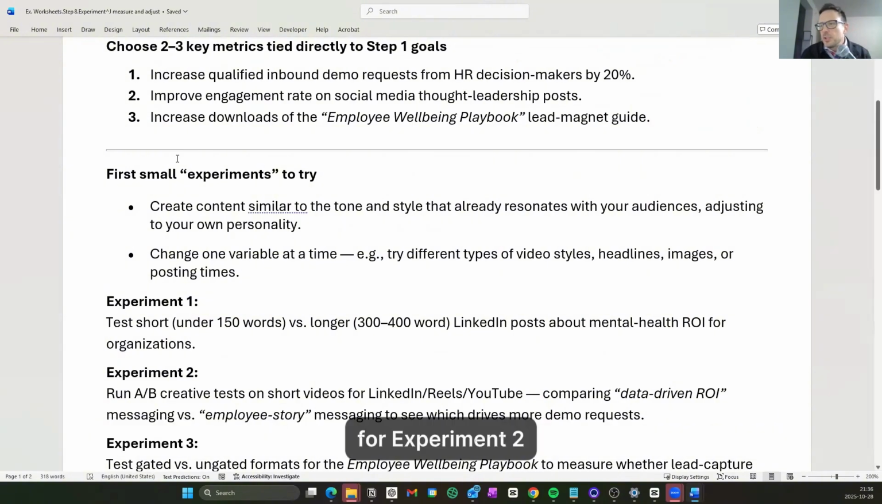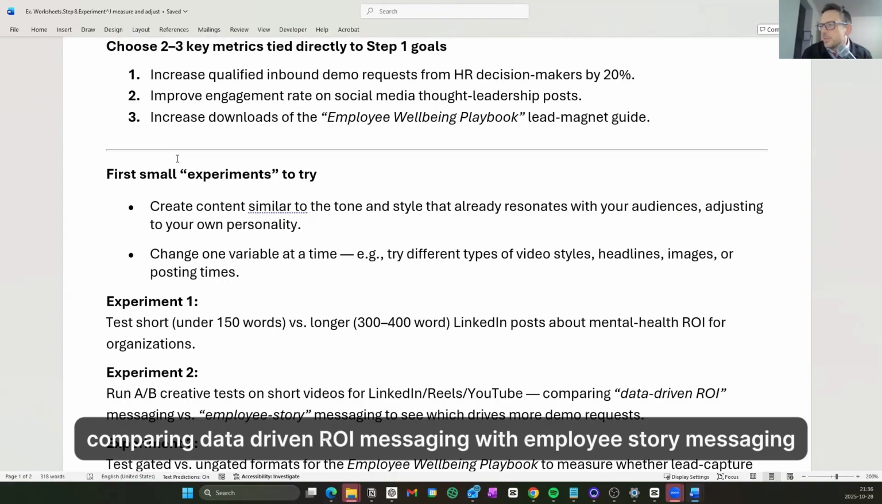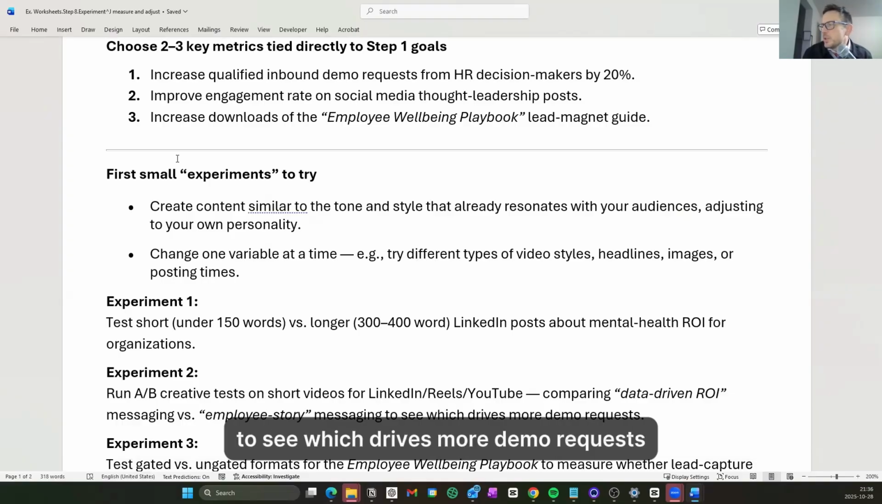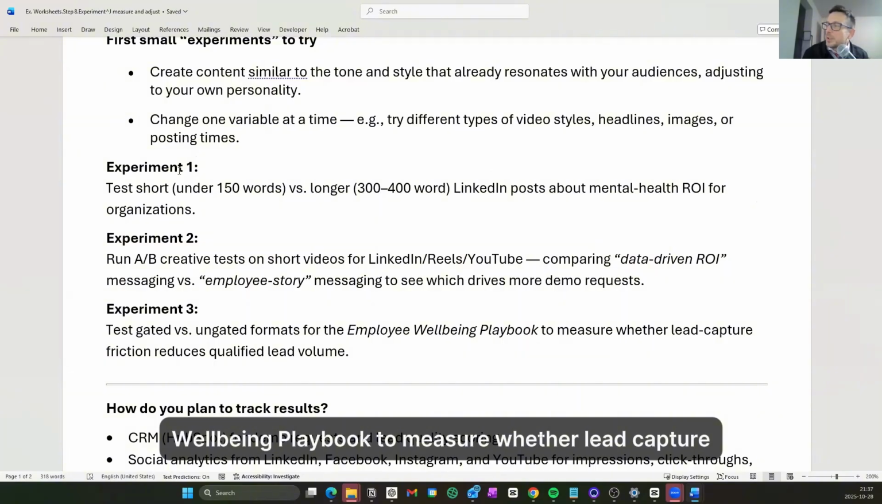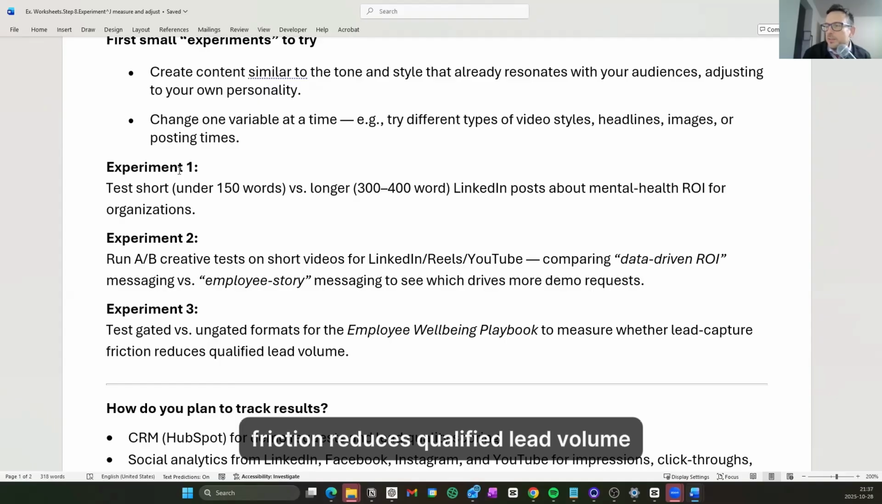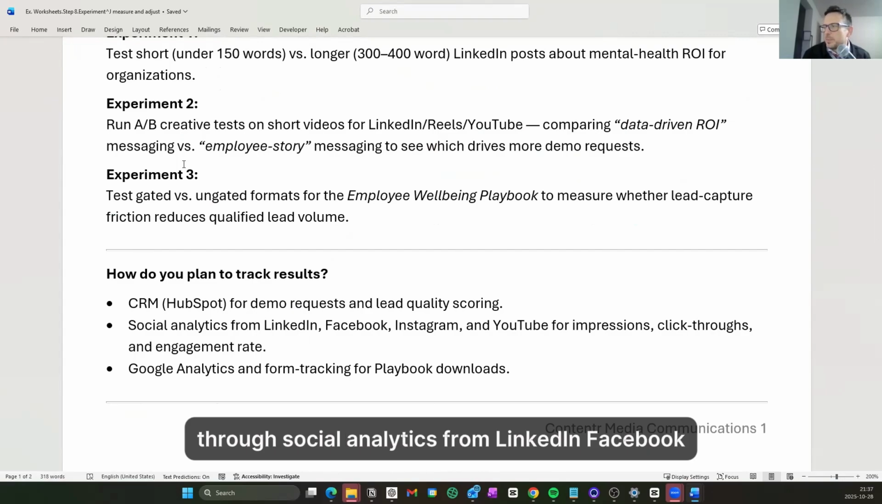For experiment 2, they're running A/B creative tests on short videos for LinkedIn, Reels, YouTube, comparing data-driven ROI messaging with employee story messaging to see which drives more demo requests. And experiment 3, test gated versus ungated formats for the employee well-being playbook to measure whether lead capture friction reduces qualified lead volume. So how does WakeHR plan on tracking results? Through their CRM, through social analytics from LinkedIn, Facebook, Instagram, and YouTube, and from Google Analytics.